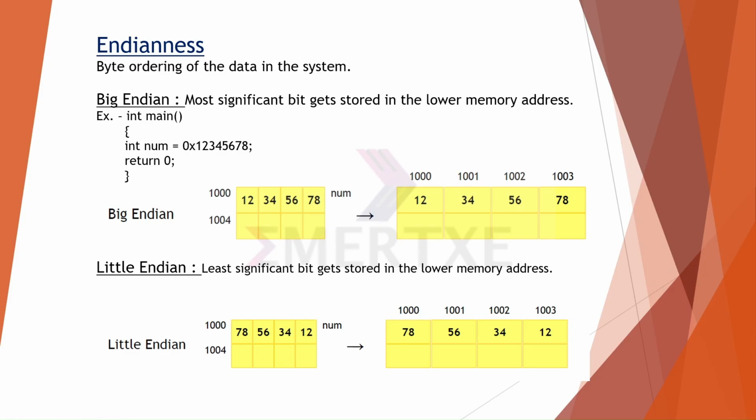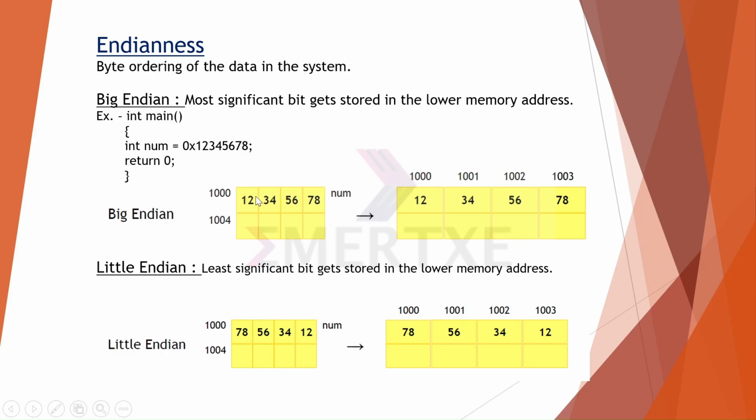Now we will discuss endians. We have two types of systems based on big endian and little endian. Byte ordering of the data in a system is called endian. In big endian systems, the most significant byte gets stored in the lower memory address, and in little endian systems, the least significant byte gets stored in the lower memory address.